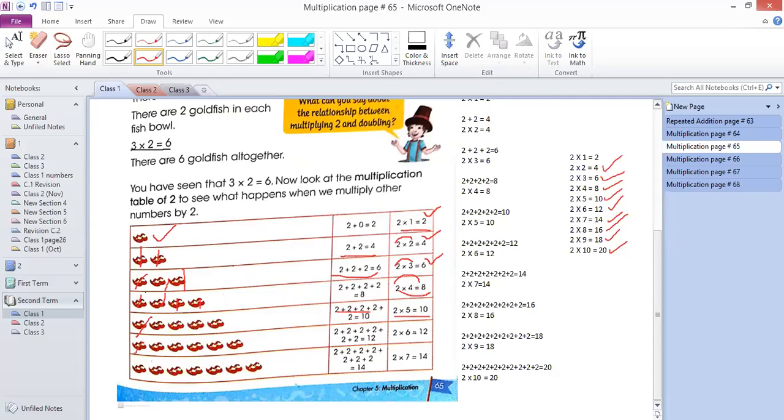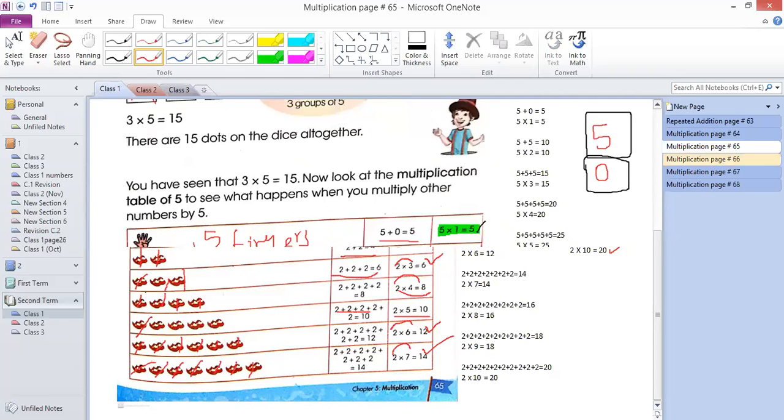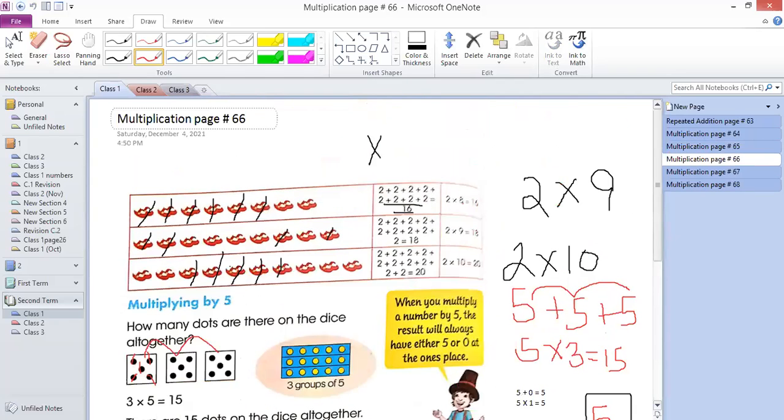There are 6 groups of 2. 1, 2, 3, 4, 5 and 6. 6 groups of 2 means add 2 six times or 2 by 6. So there are total 12 fishes. There are 7 groups of 2. So 1, 2, 3, 4, 5, 6 and 7. So add 2 seven times or 7 times 2 will give you 14. Same here, 8 times 2 is 16, 9 times 2 is 18, and 10 times 2 is 20.